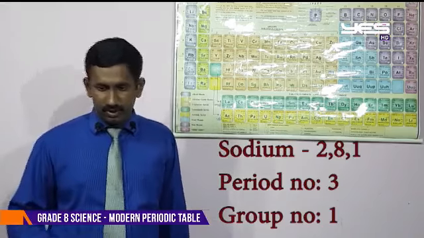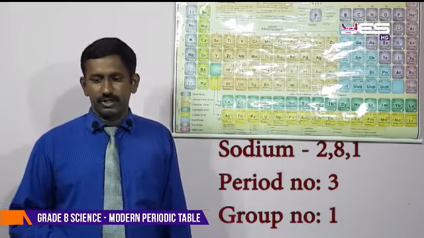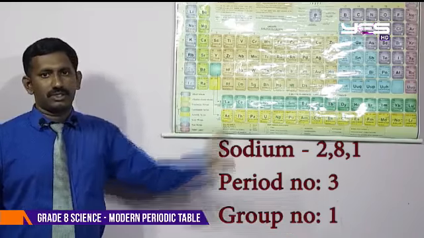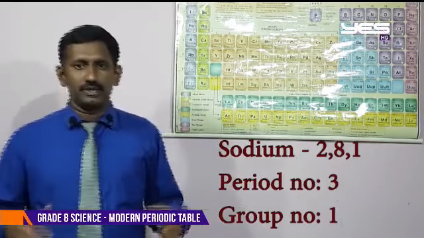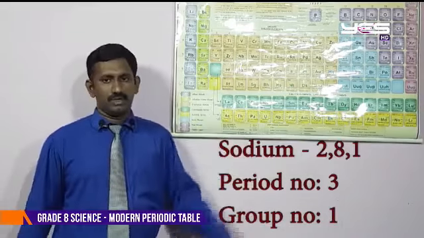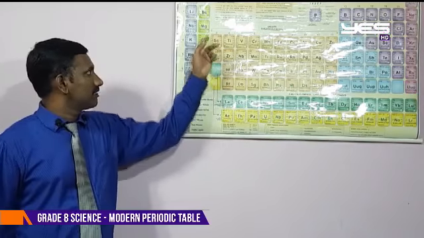Then the next one is the group number. Group number is equal to the number of electrons in the outermost shell. Sodium contains how many electrons in its outermost shell? Sodium contains 1 electron in its outermost shell, so sodium is a group 1 element. Like that, you can check another example.